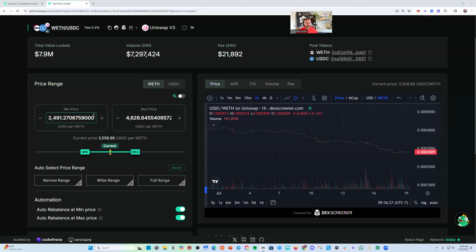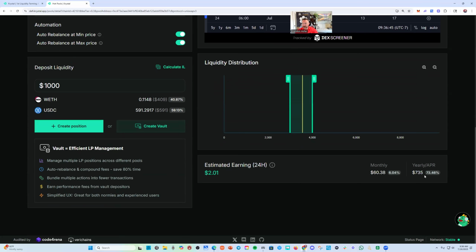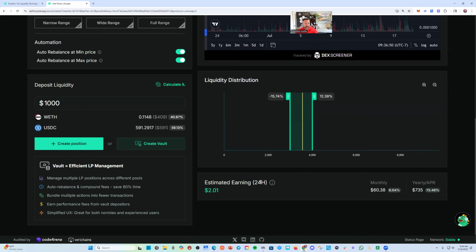I'm going to do this again, just as an example here. I'm going to set my minimum at 3,000 and my max at 4,000. That's a pretty tight range, but again, we're just doing a demo here, so it's okay. I'm going to scroll down and get my estimated yearly APR. Okay, we're still at 73%. That's pretty good. Got no problem with that.